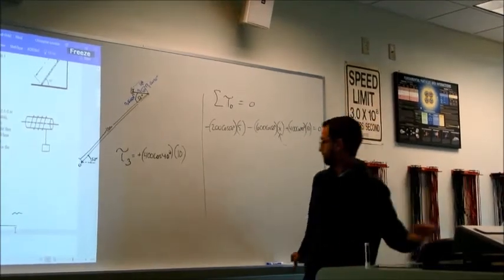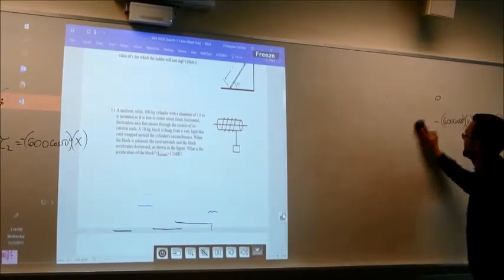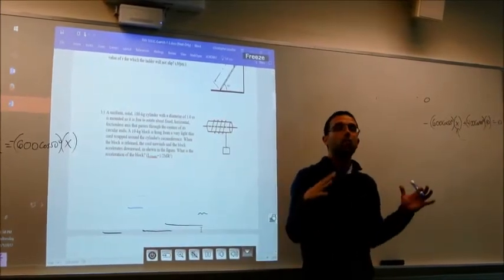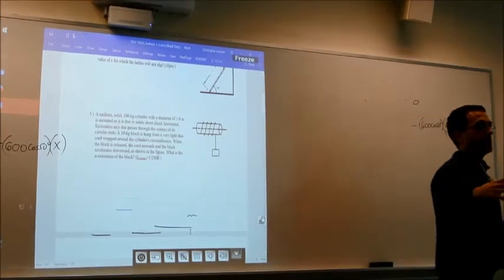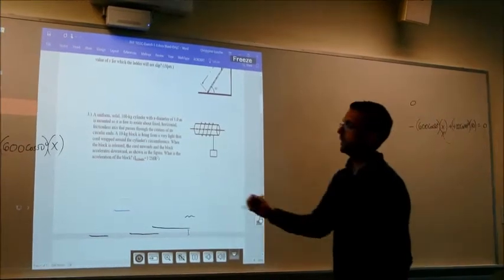Take a look at number 3. So number 3, what I want you to see from this is that this is actually a pulley. That's all that it is. It's a pulley. But what shape is the pulley? It's a solid cylinder, right? This is a solid cylindrical pulley.